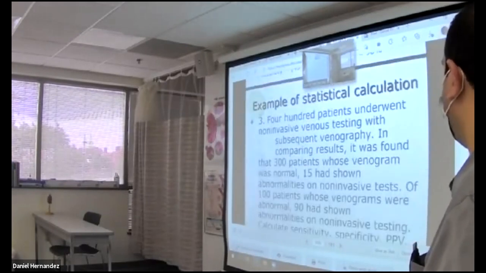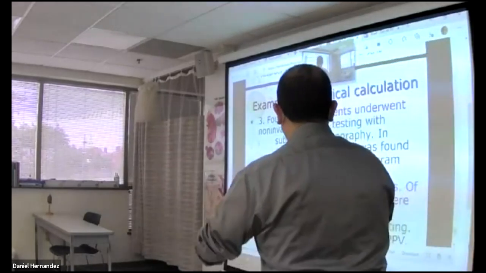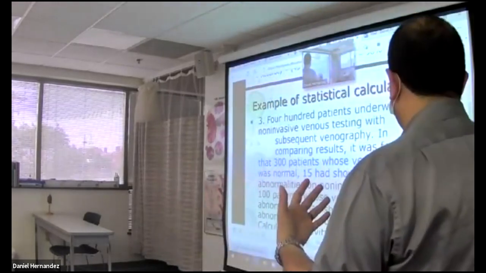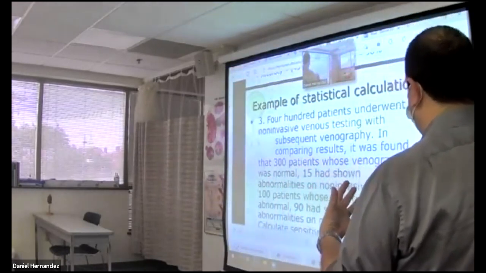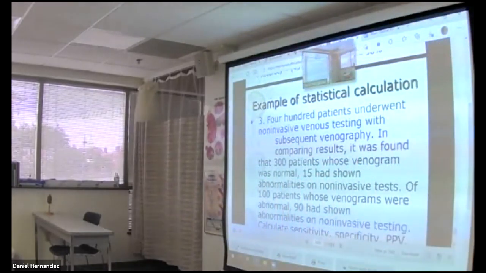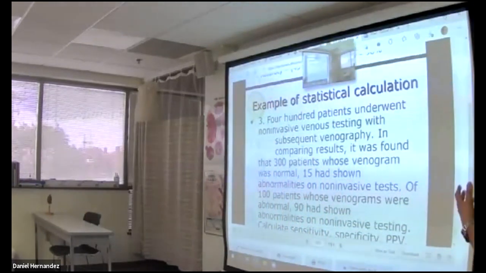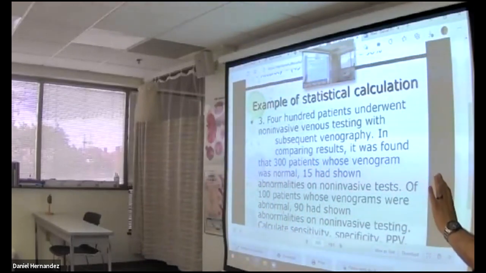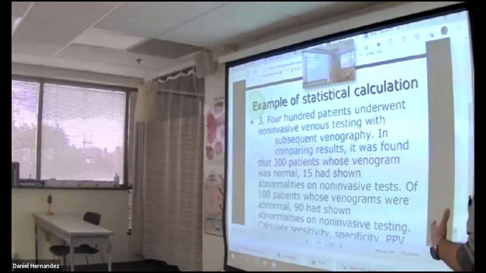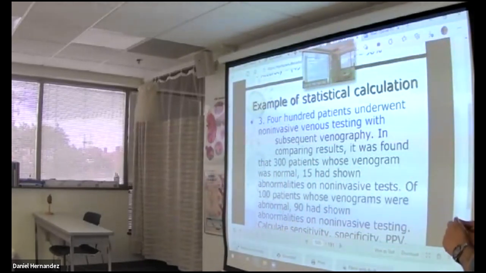Oh, she subtracts. So 300 showed that it was normal, and 15 actually, of those 315, so it's really 285. So 300 patients had a normal venogram. Of those, 315 actually had an abnormality, so that was a false negative. So 15 would be a false negative. And then the ones that were true negatives were 285.